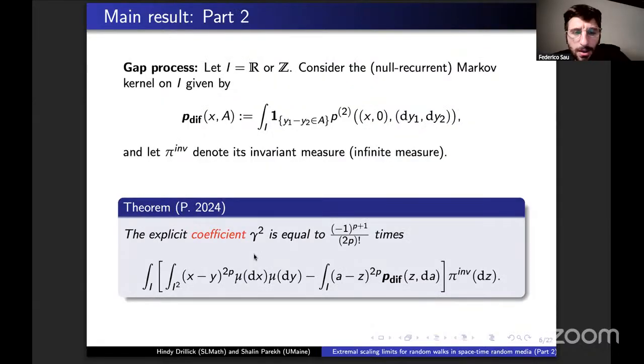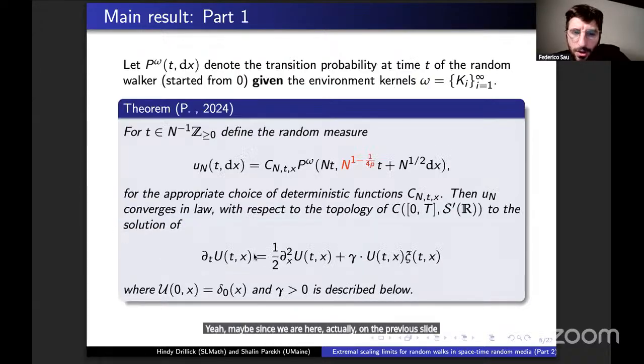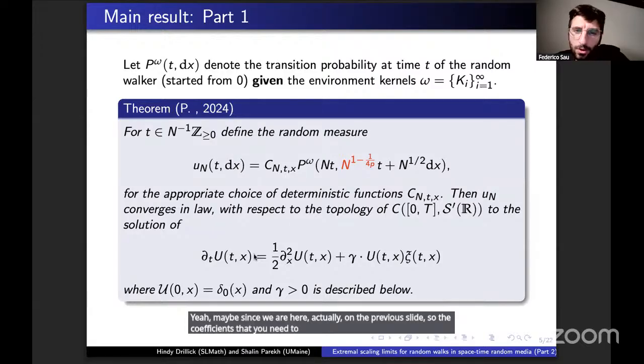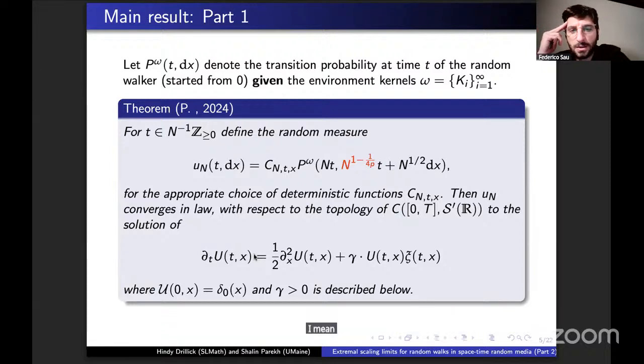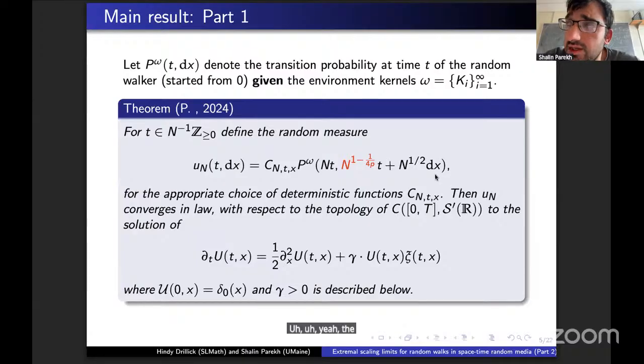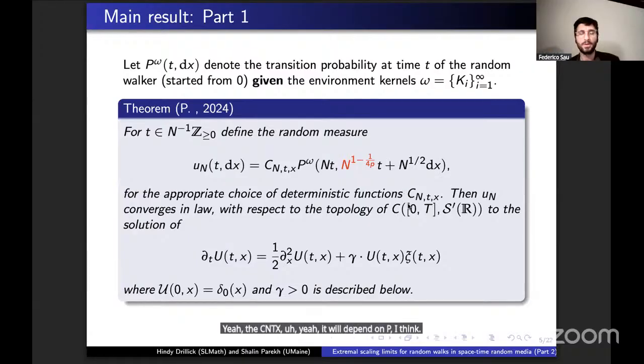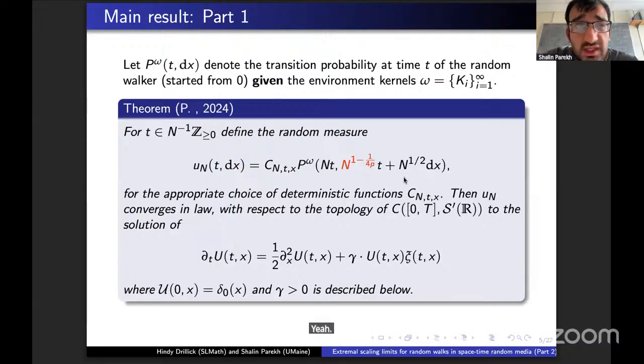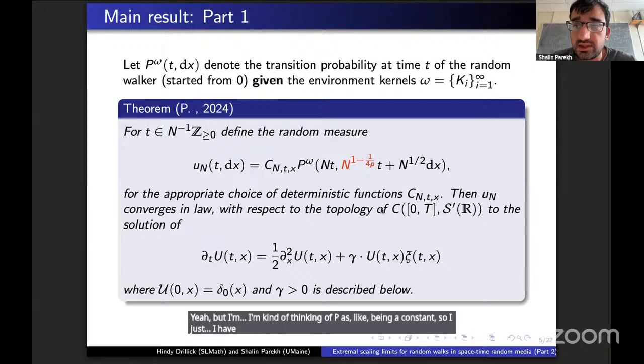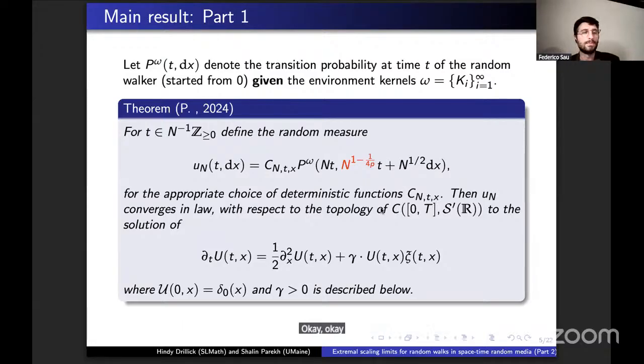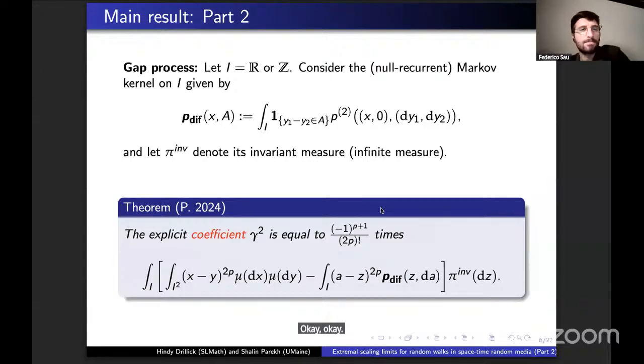Yeah, maybe since we are on the previous slide, the exponential factor that you need to go up with, C and T of X, will not depend on P? It will not depend on what? On P. This P? No, the critical moment. Yeah, the C and T of X, it will depend on P, I think. It will depend on P. Okay. Yeah, but I'm thinking of P as being a constant; I've suppressed the notation. Okay. Thanks. Yep.